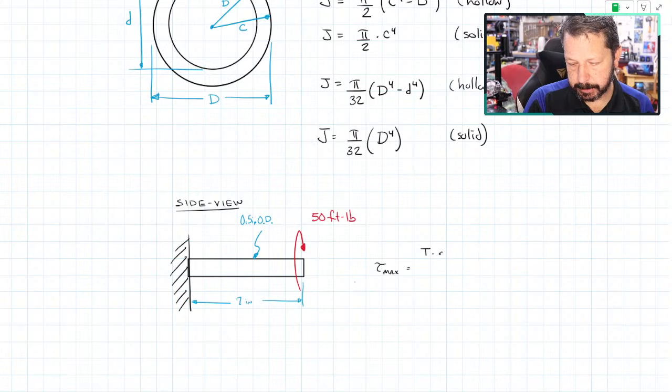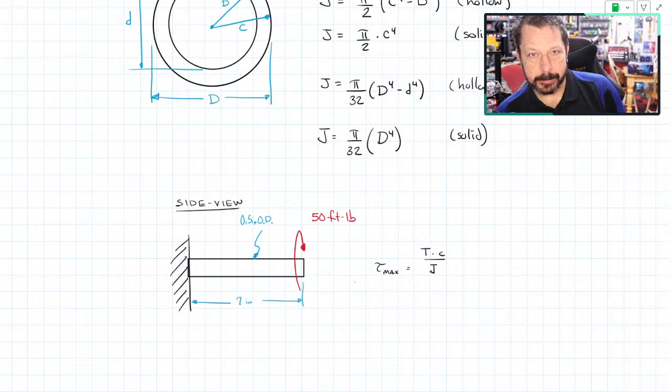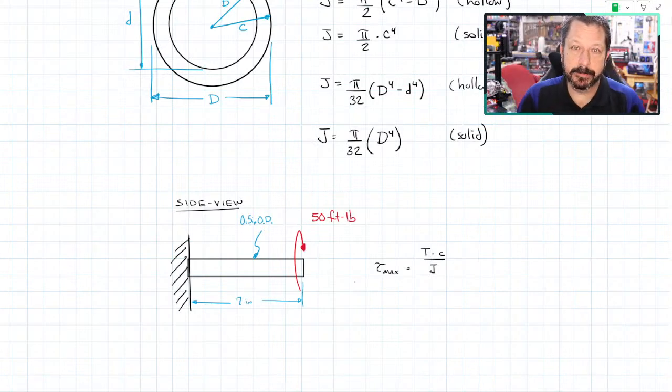All right, so let's build our equation, and let's do tau max equals T times C over J. Looking at our equation, I didn't point this out, but the maximum shear stress is on the surface. If you look at the equation, it's obvious because C is going to be the largest value on the surface. When C is at the center of the shaft, that's 0. There is no distance from the center, and the shear stress is 0. So shear stress is 0 at the center of the shaft, and it's maximum at the surface. And it's going to vary linearly between those 2 points.